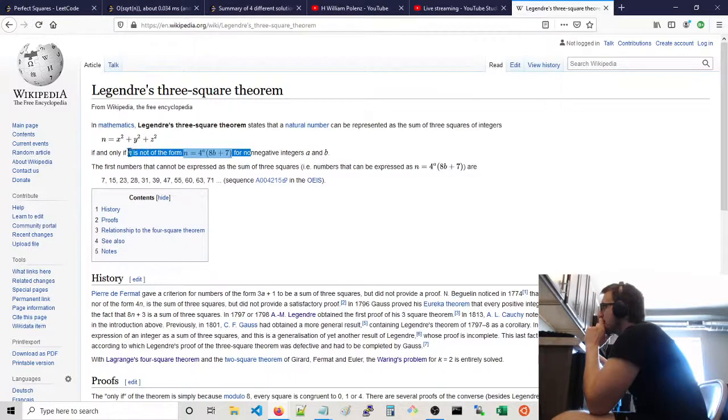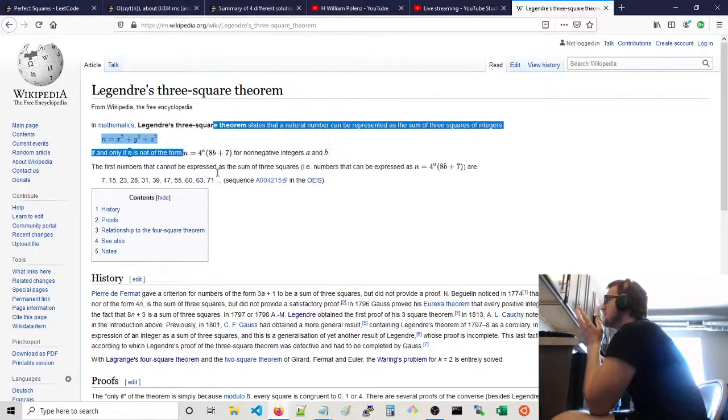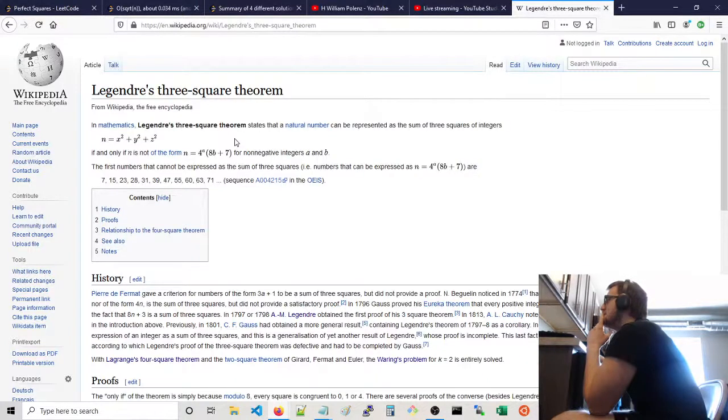If they're of this form, then they can't be written as 3. So they're 1, 2, or 4. So those are the only numbers you have to work on to make sure if they're 1 or 2. Obviously, the ones that are 1 are straightforward. The ones that are 2 are kind of tricky, right?